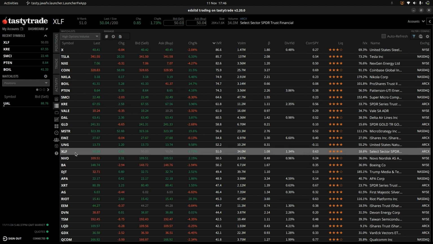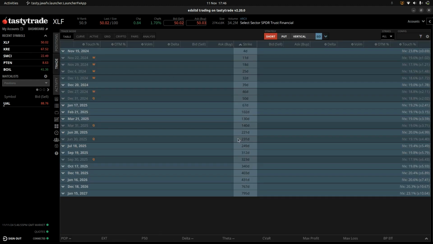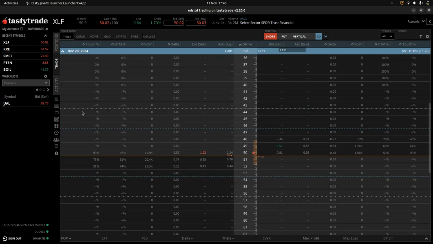Let's have a look at XLF. It is one of the spiders. It is an ETF, and it has got a nice IV rank of 51. If anyone doesn't know, ETFs will help you eliminate company risk. You will make a slightly lower return over the year trading ETFs, but your P&L will be smoother. So let's have a look at XLF, and we already know what expiration date we're going to be looking at.